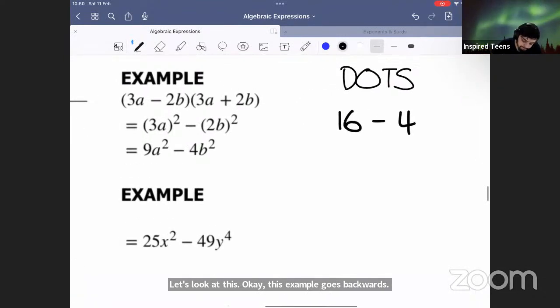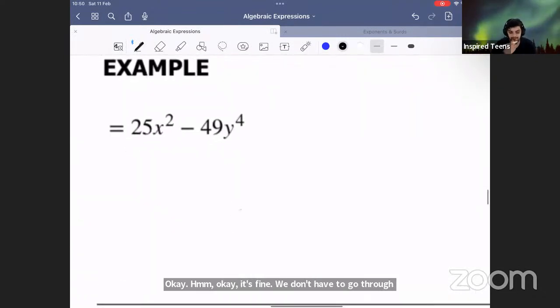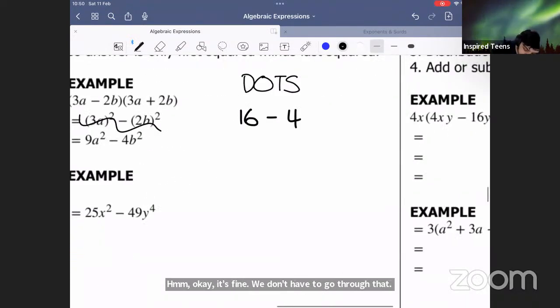Okay, it's fine. We don't have to go through that. Let's go through this. We can make our own example first, actually, using the numbers. Now I'm going to introduce variables.